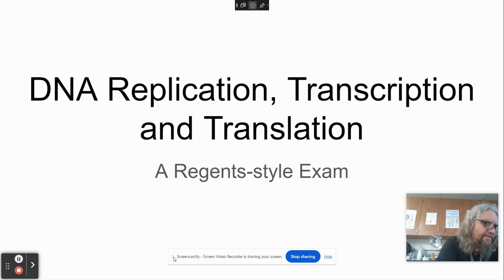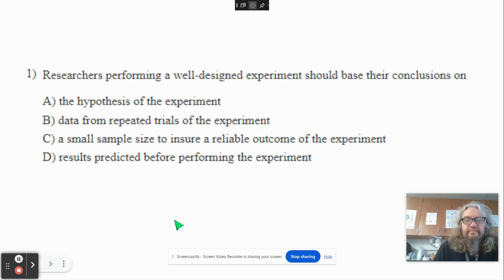All right, let's see what we got here. Question one. Researchers performing a well designed experiment should base their conclusions on A, the hypothesis of the experiment, B, data from repeated trials of the experiment, C, a small sample size to ensure a reliable outcome of the experiment, or D, results predicted before performing the experiment.